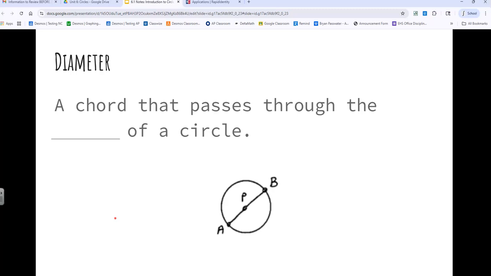All right. Diameter. A diameter is a chord that passes through the center of a circle. So a diameter is a type of chord, right? Because its endpoints are on the edge of the circle, but it must also pass through the center of the circle. Okay, everybody got those there?